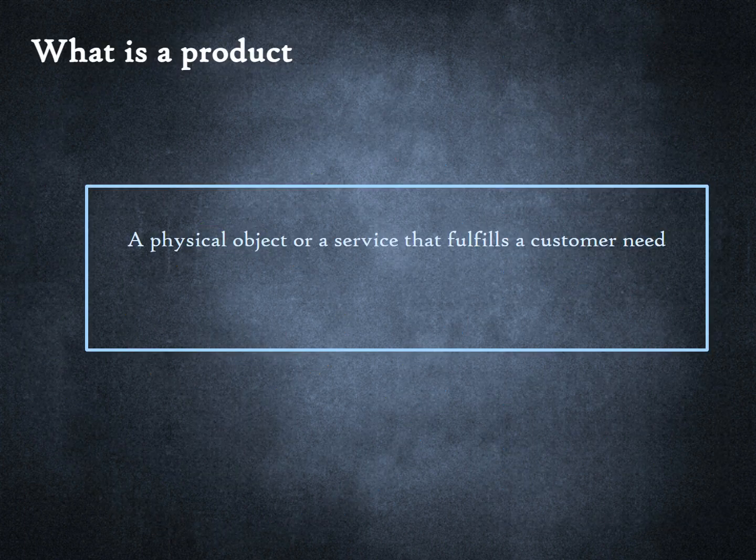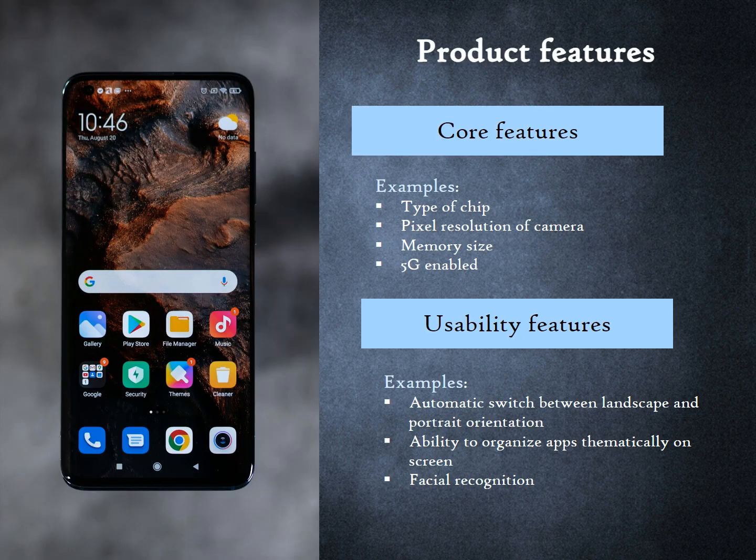At this point, we will step back a little bit from financial services and talk about products in general. A product is a physical object or service that fulfills a customer need. A product has a set of features. The features of a product can be features that are core or add-on features that promote usability.